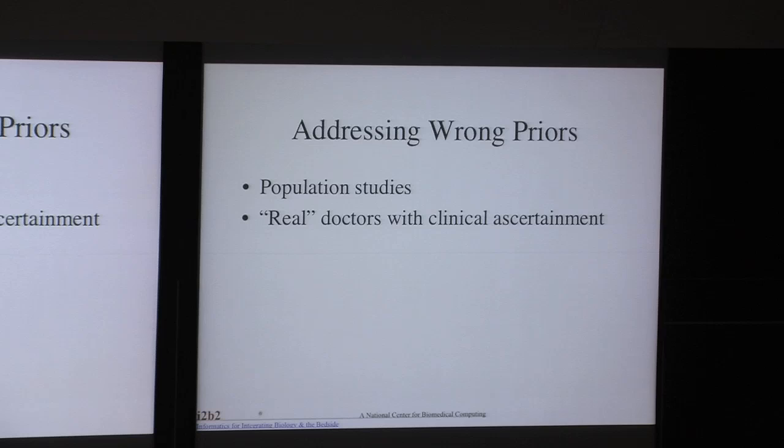So I think we're addressing the wrong priors looking at these case studies. We need to get big population studies. So this is a vote in favor of large numbers of patients. We do need the billion genomes that Mike Snyder talked about. But until then, we actually need real doctors with clinical ascertainment.